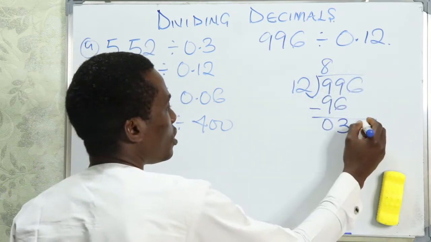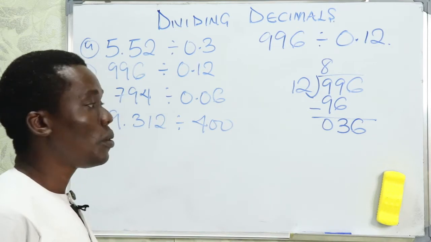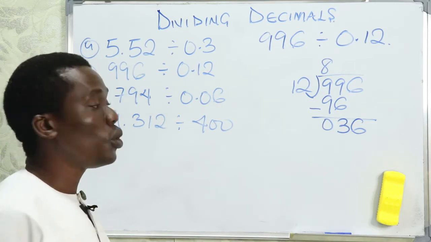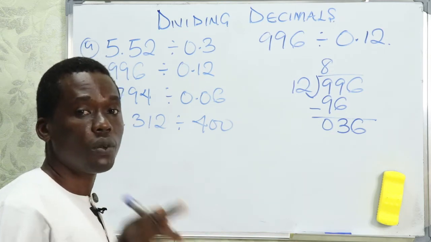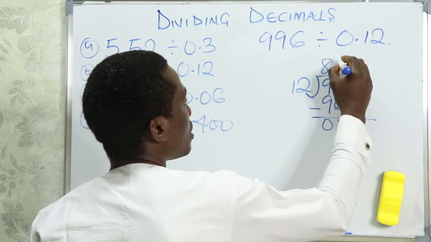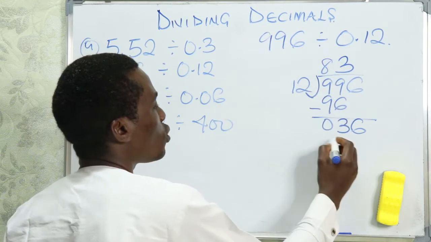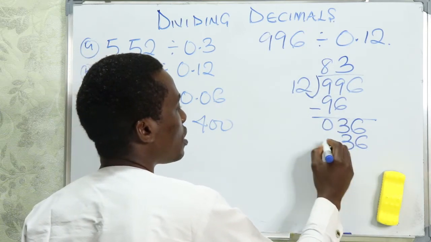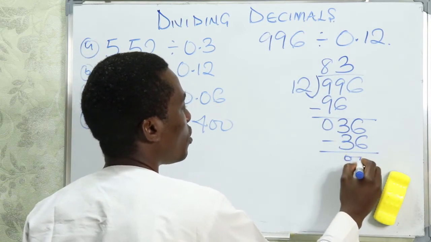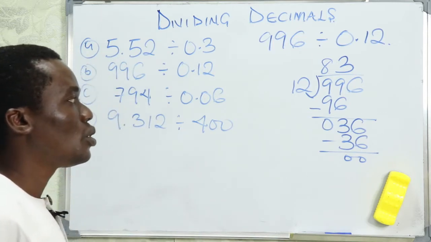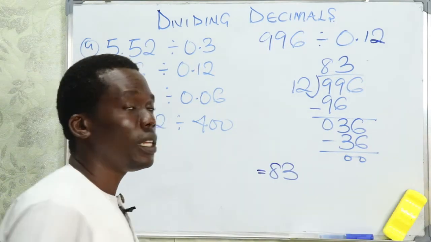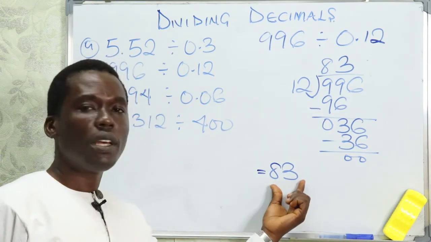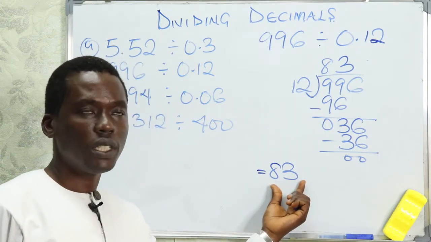So you bring down this what? This 6. Right? So 36 divided by 12 will give you what? That will give you 3. Right? So 3 times 12 will give you what? 36. So if you subtract this, you have 0 and what? 0. So you see, our result is what? 83. Now let's look at where to place the decimal point in these numbers.